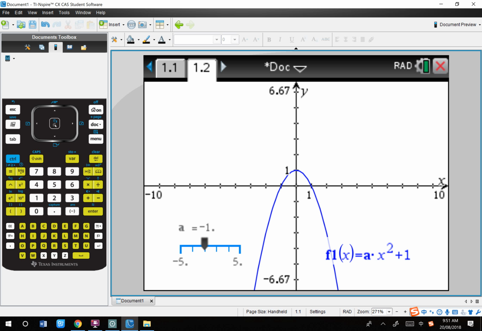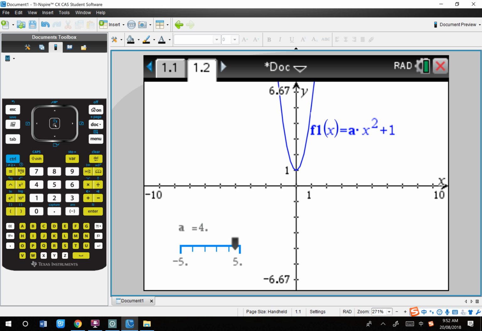Because a can make the graph wider or thinner, and can also reflect it downwards. This is how a slider works, because a is an unknown value. When you change your a value, the graph will look different. We don't really need that in year 12. You can try to use it to explore some questions, but it's not really that helpful.